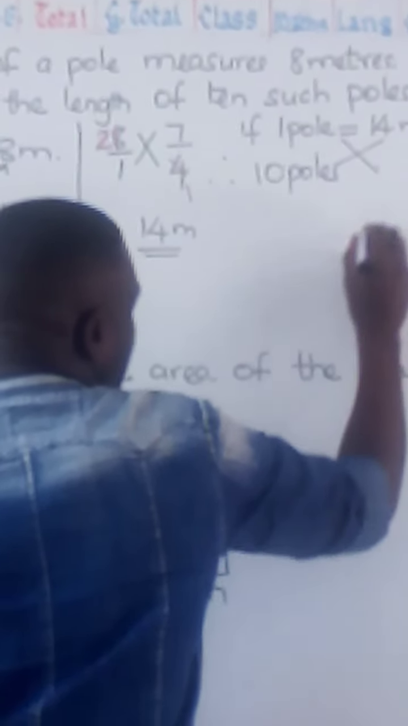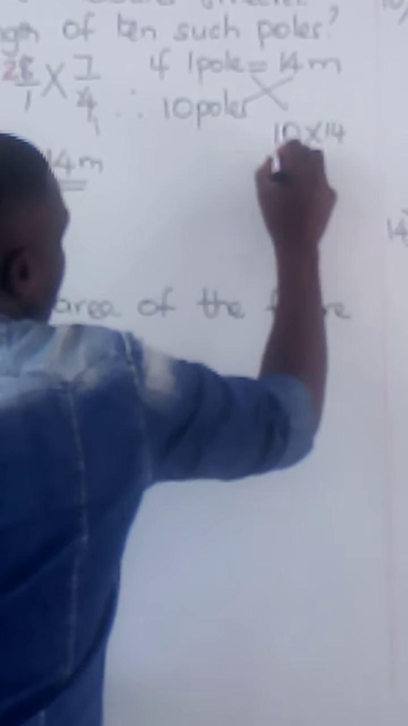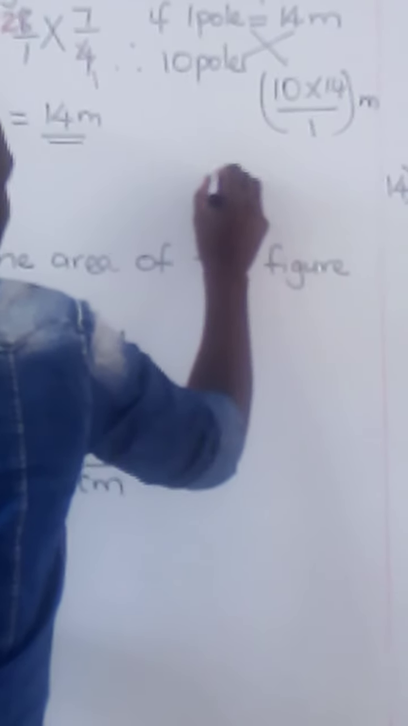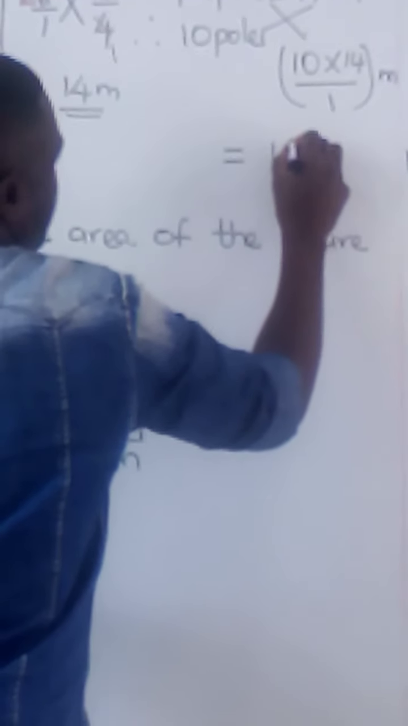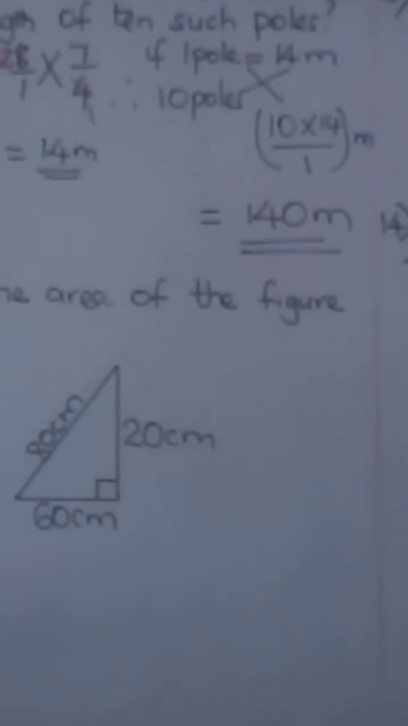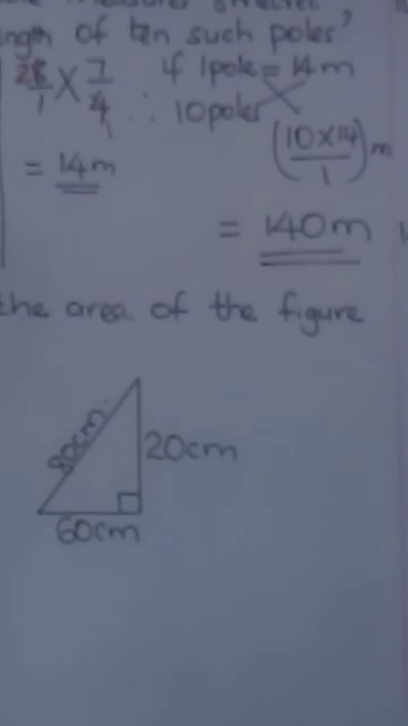We cross multiply. It will be 10 multiplied by 14 over 1 meters. So the answer gives us 140 meters. 10 such poles would measure 140 meters.